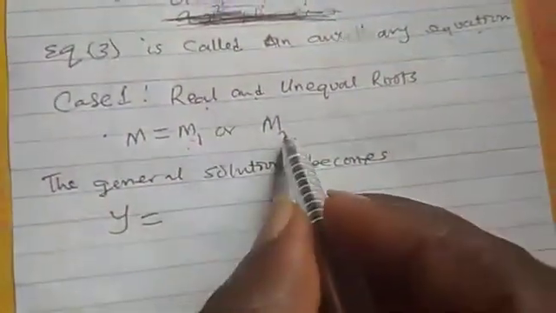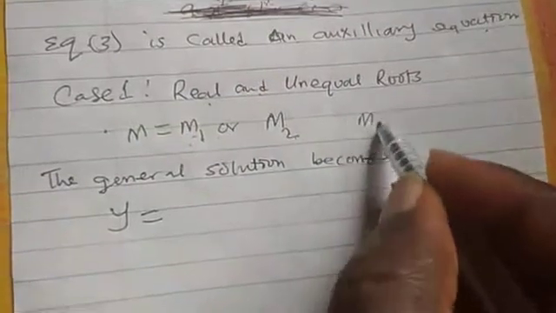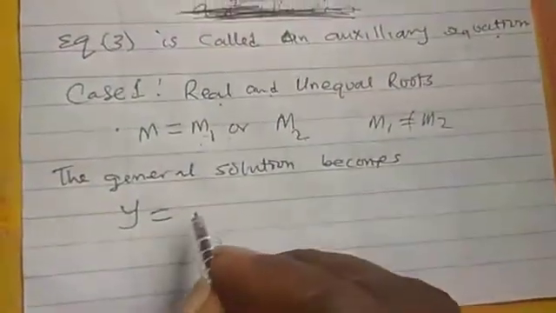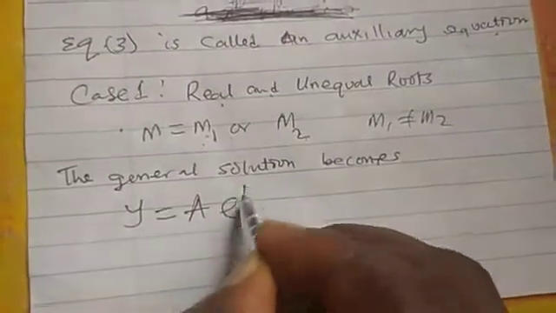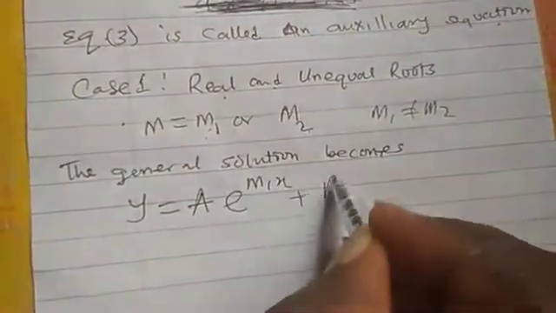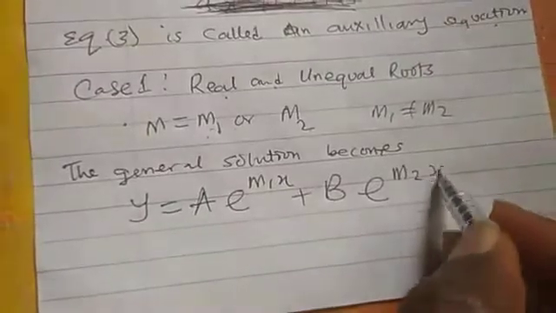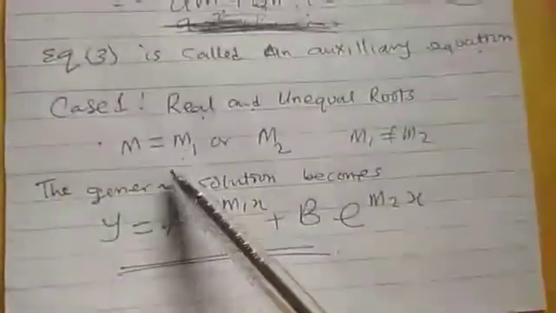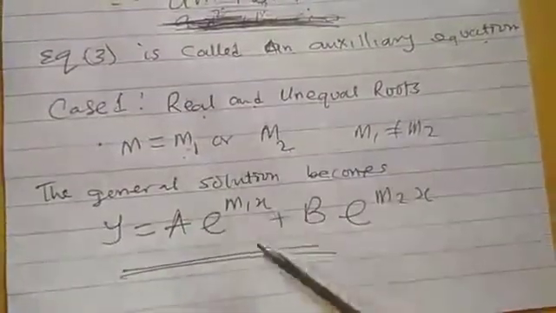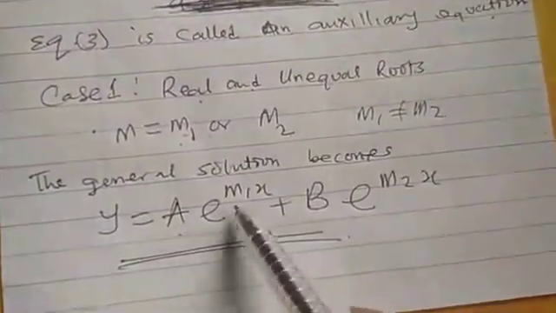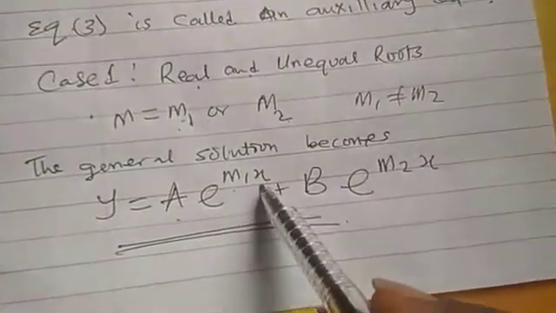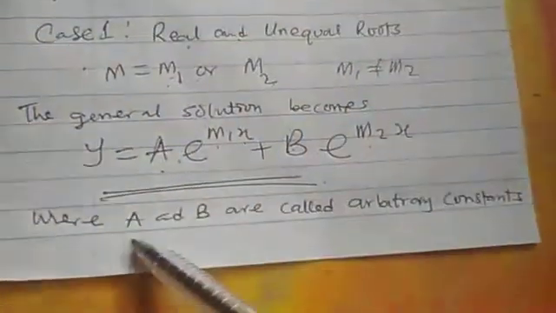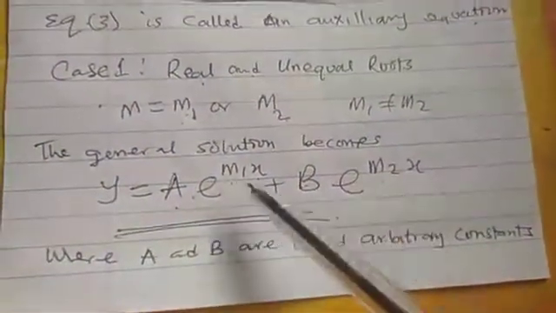since we got m1 and m2, and m1 is not equal to m2, they are not the same. Then we say that the general solution is a exponential m1x plus b exponential m2x. So this is the solution of this differential equation. If, when we solve the quadratic equation, we got two different answers, then our answer is a exponential m1x plus b exponential m2x. This a and b, we call them arbitrary constants.